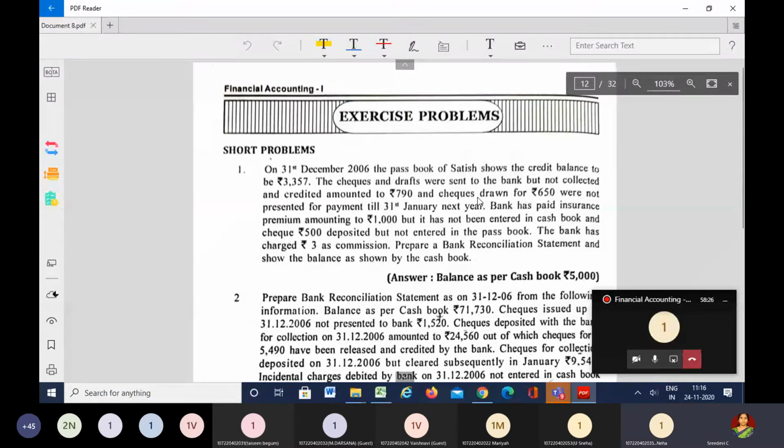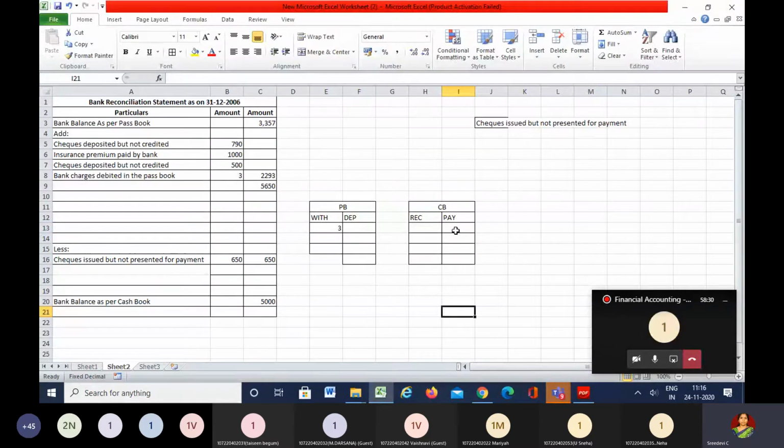The meaning of drawing a check is issuing a check. So when the checks have been issued, what happens here? First, we write it on the payments side of the cash book. So when you're writing this on the payments side of the cash book, the cash book balance is decreasing.